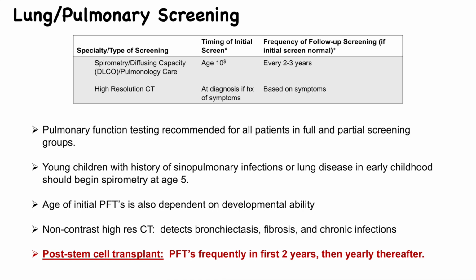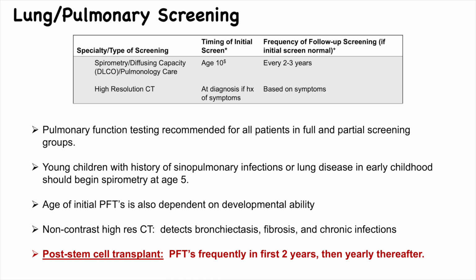These maneuvers, particularly the diffusing capacity, are very hard for young children to be able to do. And we have found that, at least for that parameter, age 10 is a good time to start initial screening. And if you have a normal initial screen, we'll do it every 2 to 3 years. If you have symptoms, that's when we would recommend CT imaging or other imaging. There are challenges with doing CT scans and the concern about long-term exposure to the radiation with those scans.